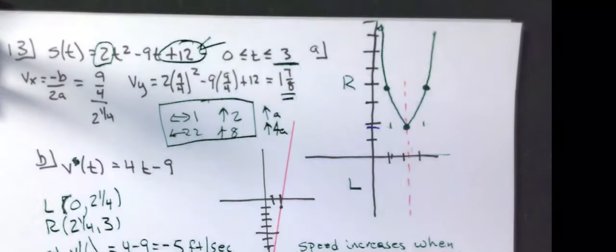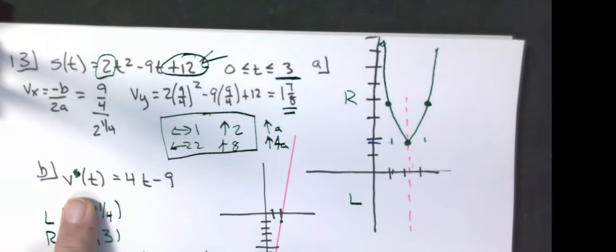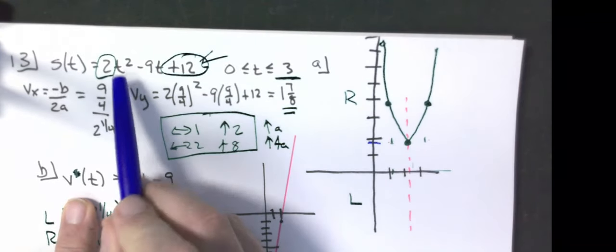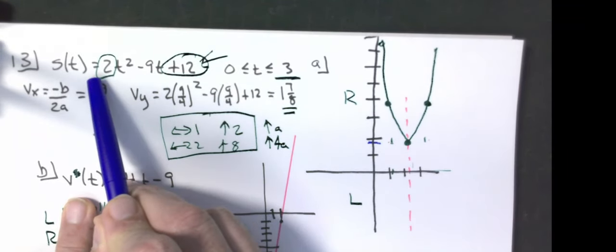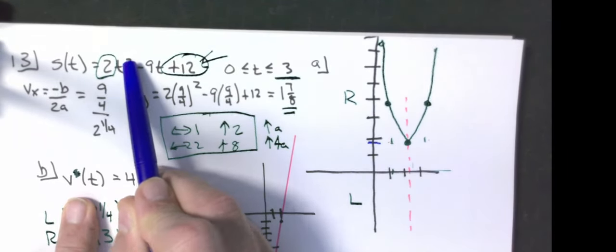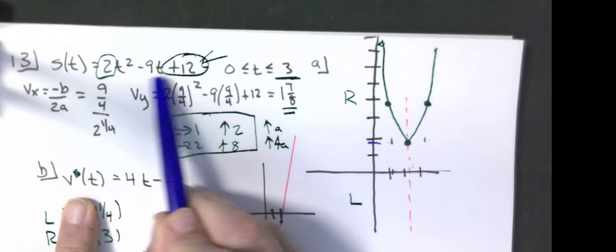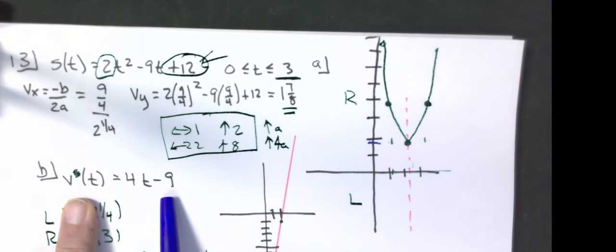Part B says find the velocity function. Velocity function is just the derivative. I multiplied by the exponent, got 4t, subtract 1 from the exponent, gives me t to the first. And then negative 9t, its slope would be negative 9.